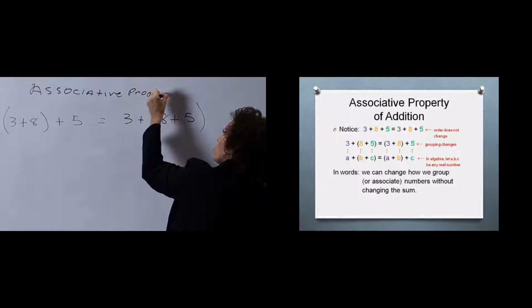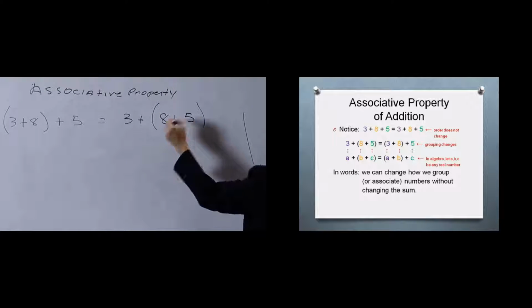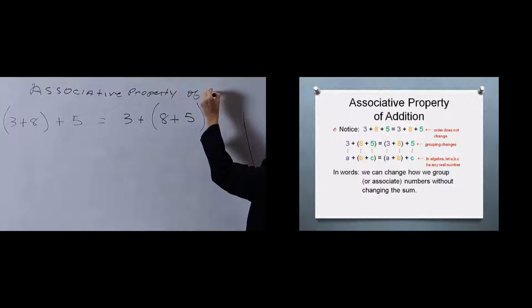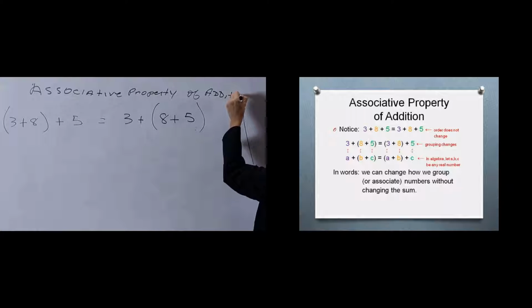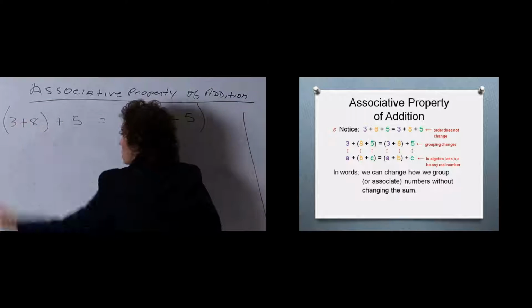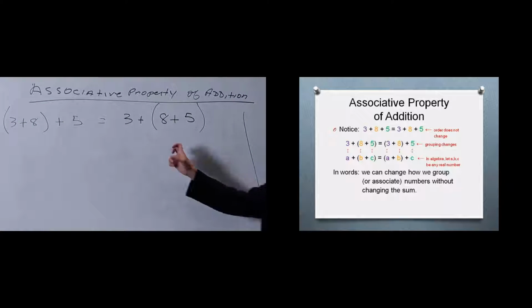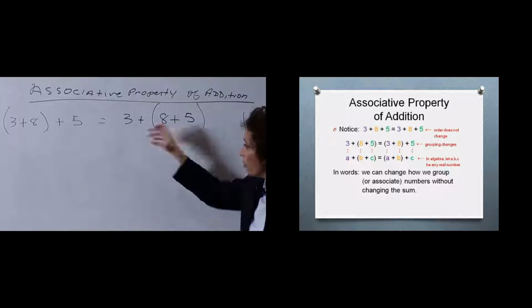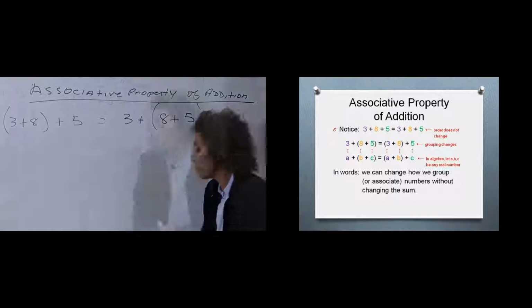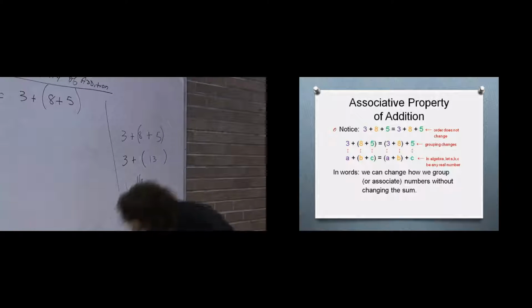So grouping changes. And you're adding, so it's associative property of addition. So in addition, I can keep the order, but I can change who I hang with, who I associate with, and I will still get the same answer. And that's the associative property.